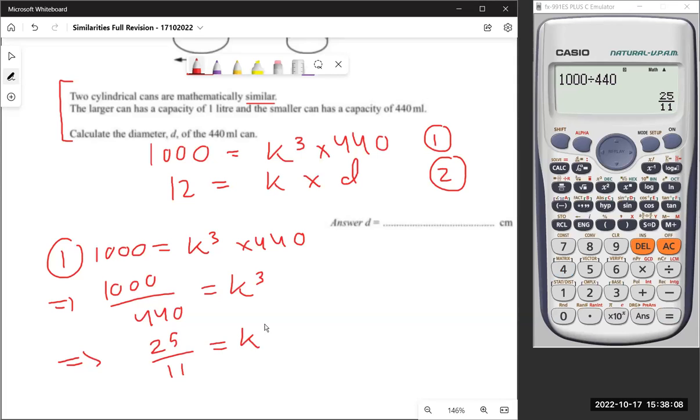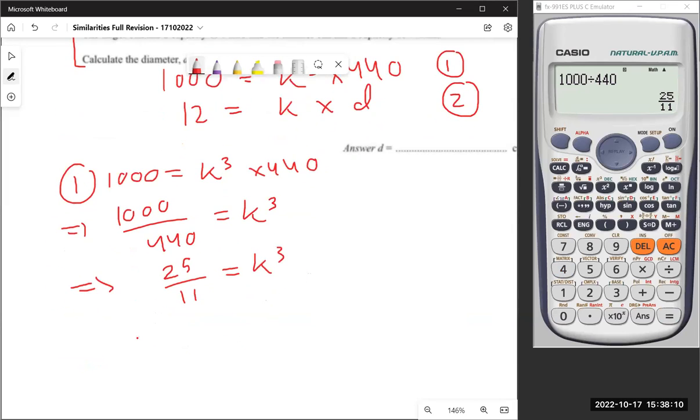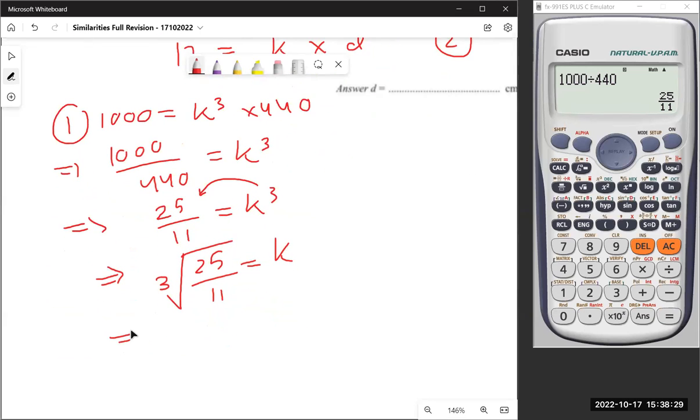And now how do I find K cubed, Lula? How do I find K? To find K, we put the 3 before it, like the cube root of the whole 25 by 11. Now tell me the answer. All of you write the answer in the chat. Safa, Zara, write the answer in the chat for K. Use your calculator.